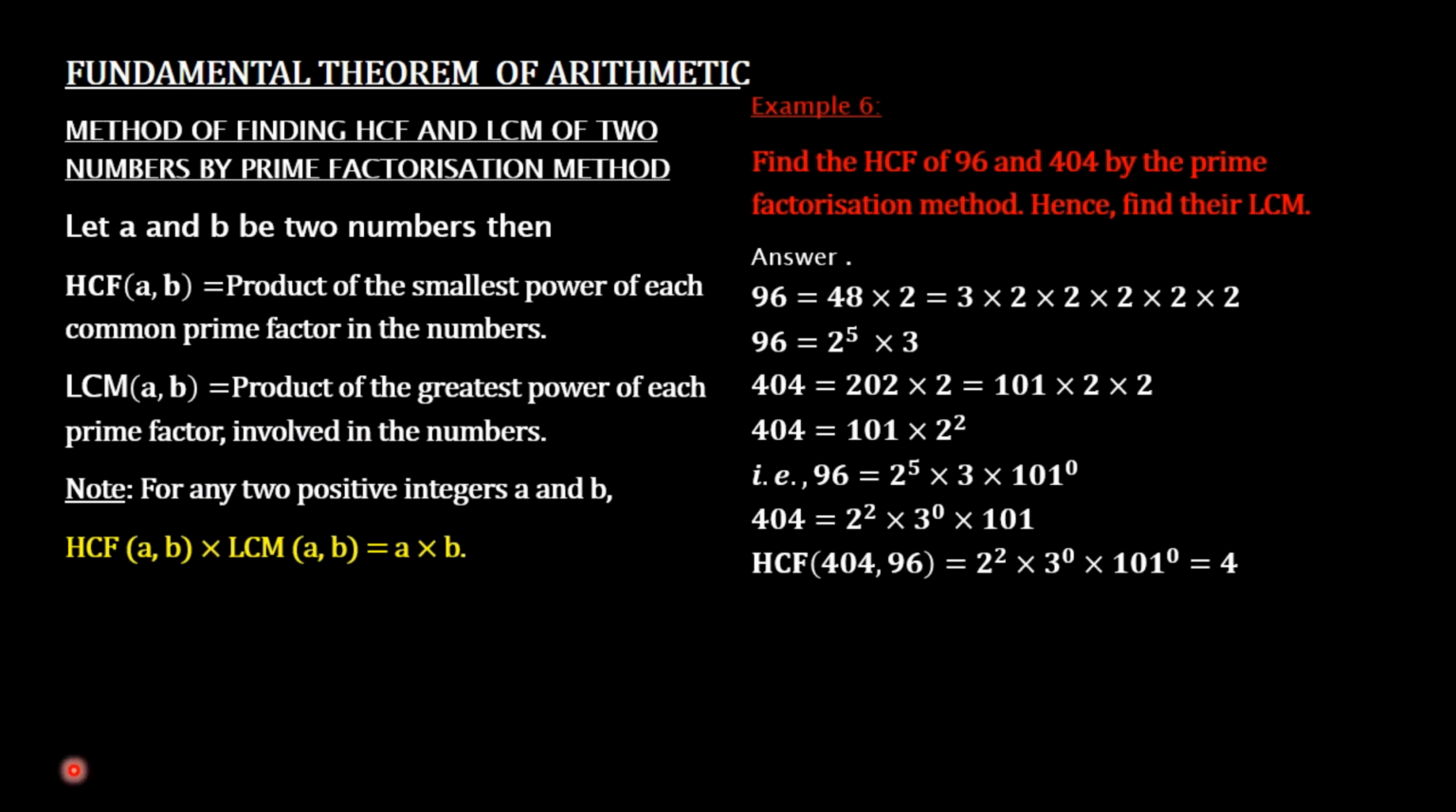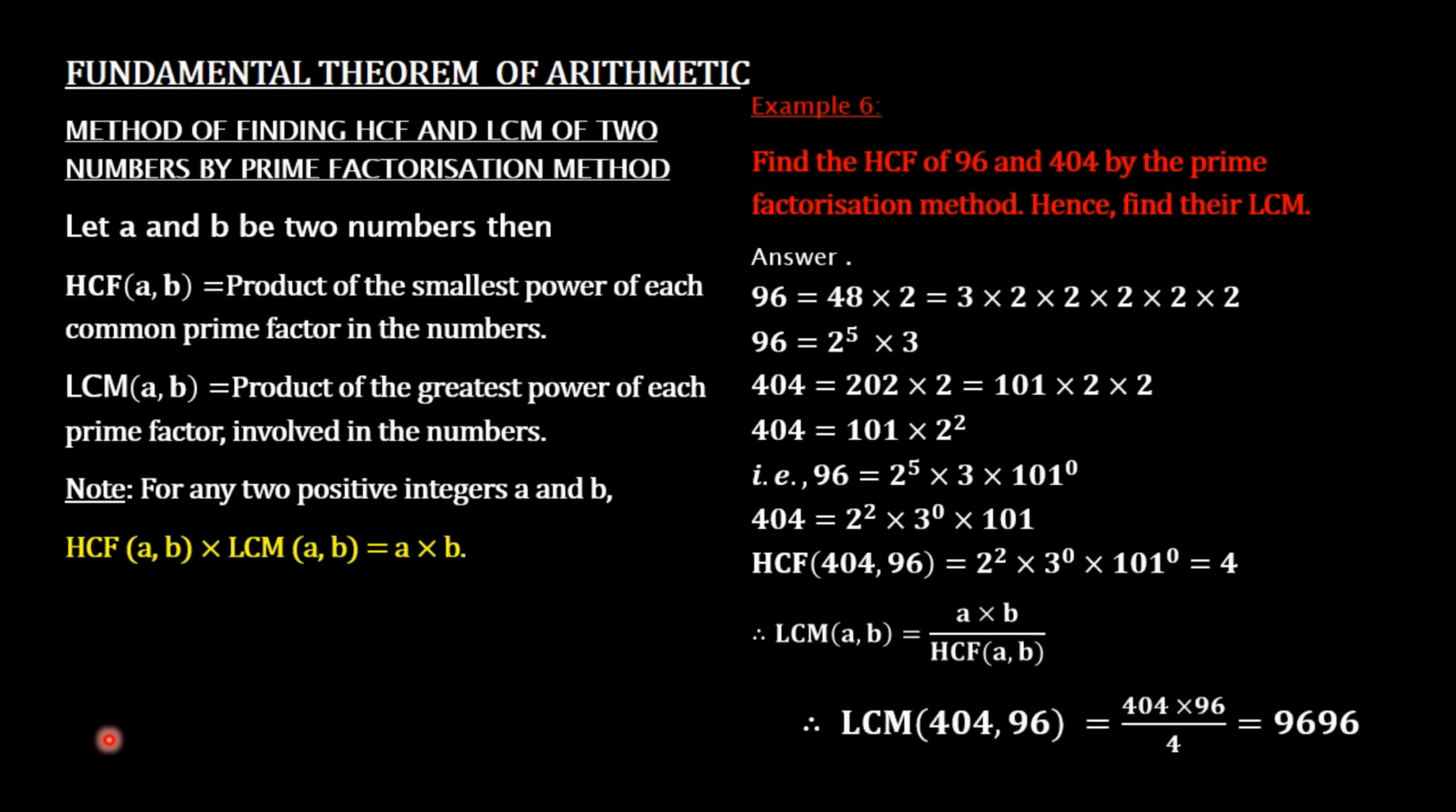Okay. That is, through our HCF we have to reach our LCM. Then what is LCM of A and B? A into B by HCF of A and B. We take this HCF here, and we will get the LCM of A and B. Now by substituting the values, LCM of 404 and 96 equals 404 into 96 by 4, which is 9696. Okay, this is our required LCM here.